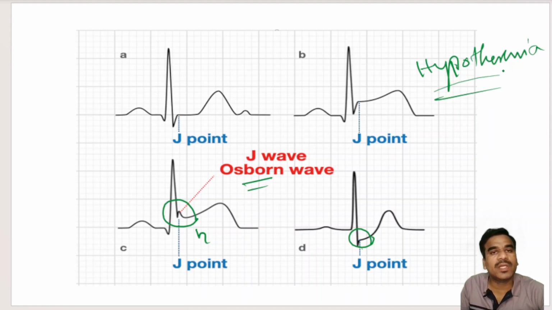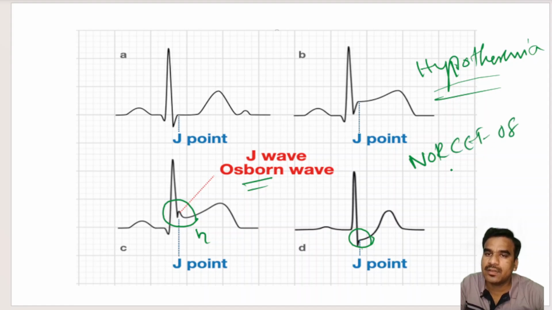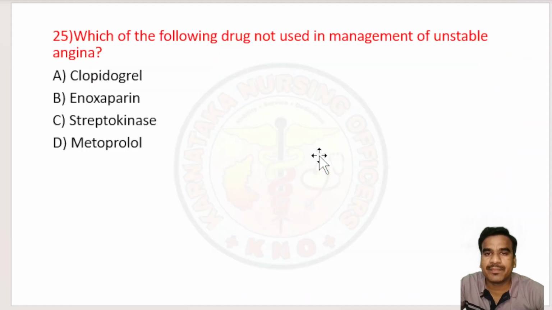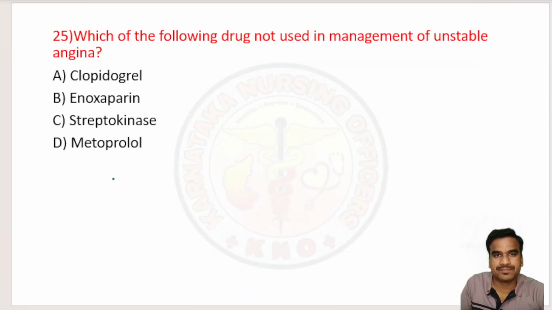Okay, in hypothermia, we can see that Osborne wave or J-shaped wave. This question was asked in the NORCET 8. Don't think that because this question was already asked in the NORCET 8, they will not ask it in the NORCET 9. Questions may be repeated, so don't forget. Instead of image based, they can ask you in some other ways. Okay, we'll move on to the next question.